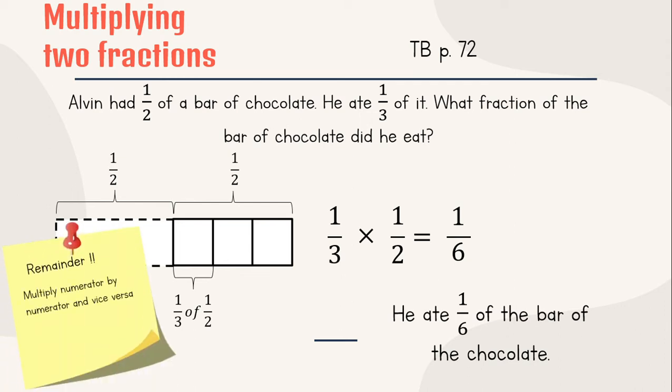Remember, multiply numerator by numerator and vice versa. As you can see, these are numerators. These are denominators. So multiply this by this. Numerators multiplied by numerator, and denominator multiplied by denominator.